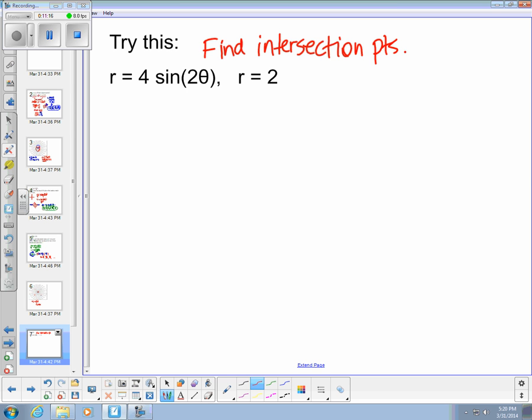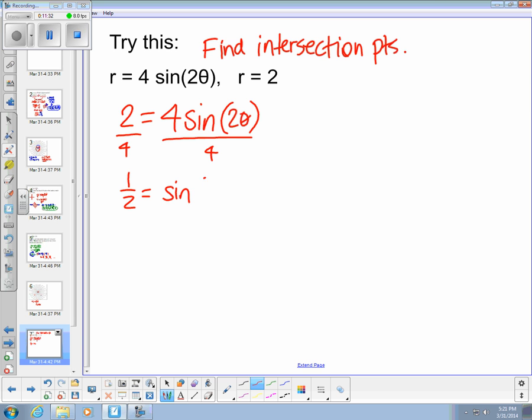Remember, to find the intersection, we set the two equations equal to each other. So I'm going to have 2 equals 4 times the sine of 2 theta. I need to get rid of the 4, so I'm going to divide both sides by 4. And I get 1/2 equals the sine of 2 theta. Again, the 2 that's with the theta, we're going to wait until after we find our reference angles before we deal with that. So where does sine equal 1/2?